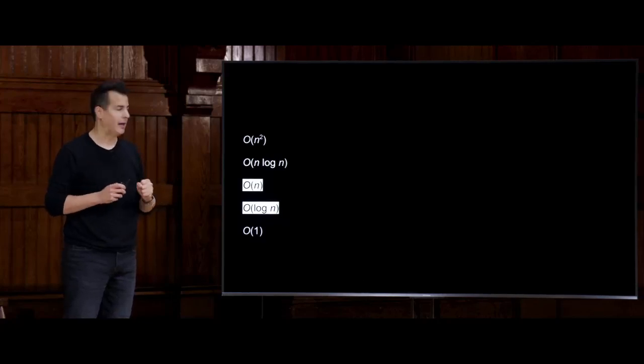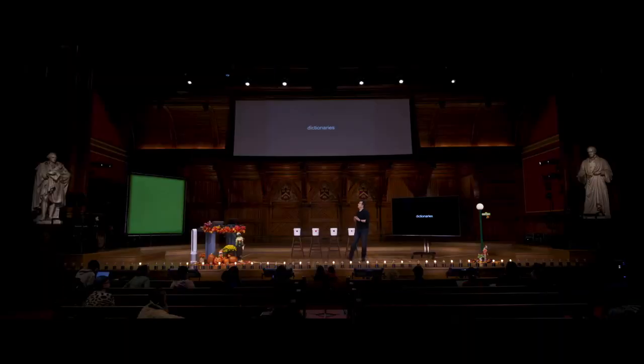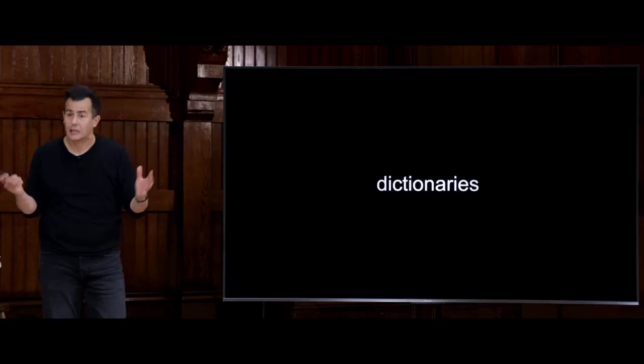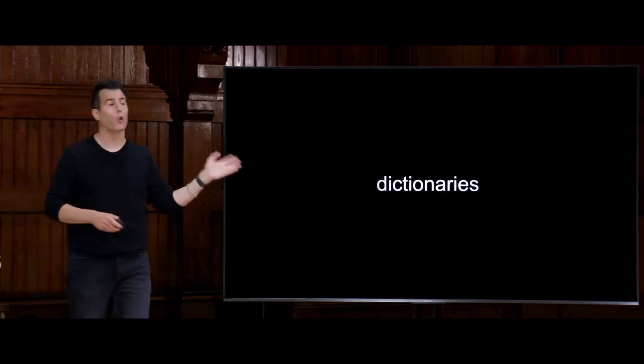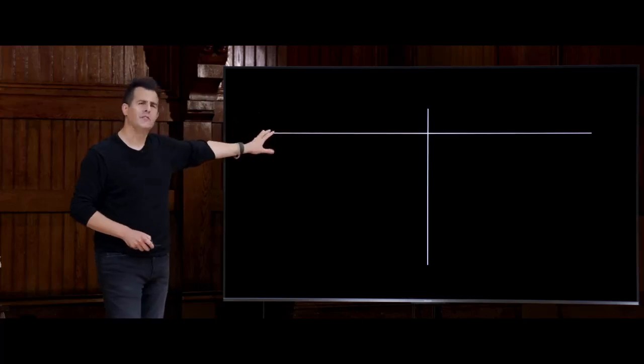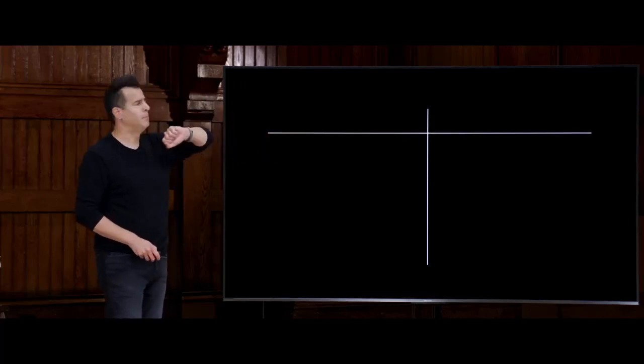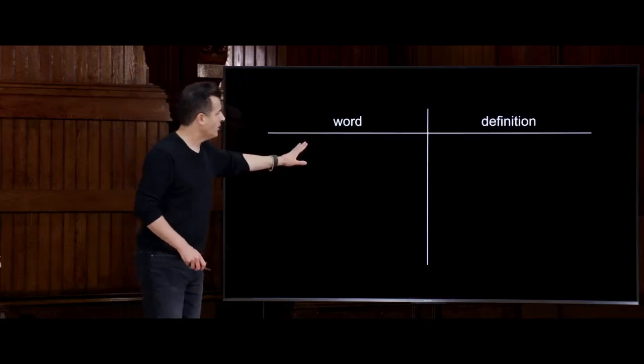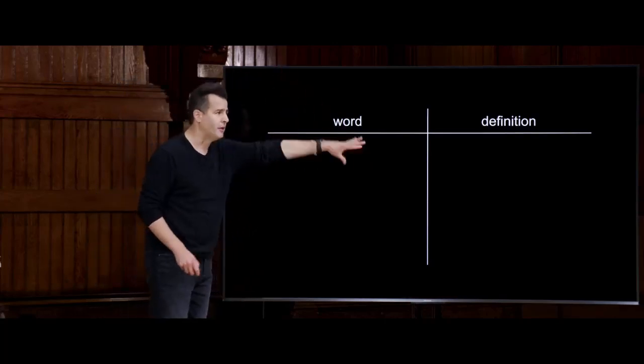OK. So another data structure is that of a dictionary. And a dictionary is actually something with which we're all familiar in the human world, whether it's in English or any other human language that associates words with definitions. You can think of a dictionary as being like this 2-column chart whereby you've got a word on the left and its definition on the right. Word, definition, word, definition.